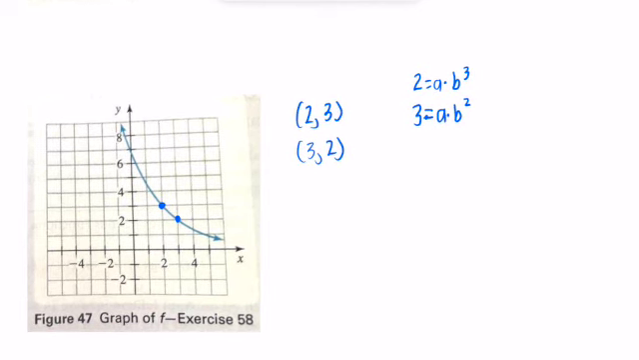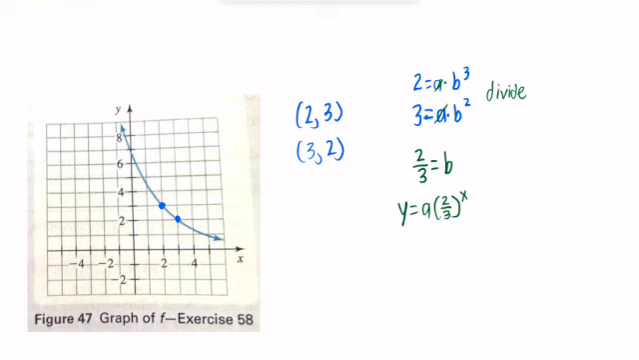When we do that, on the left side, we have 2 divided by 3. On the right side, when we divide the top equation by the bottom, the a and a would cancel out. B to the third divided by b squared is just b, and now we know what b is. So we can write y equals a times 2/3 to the x.